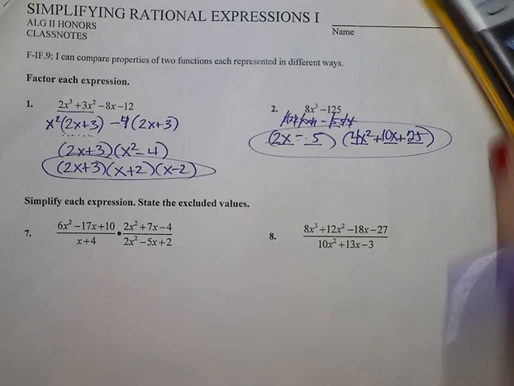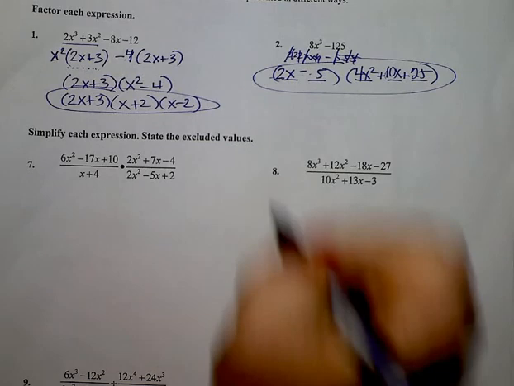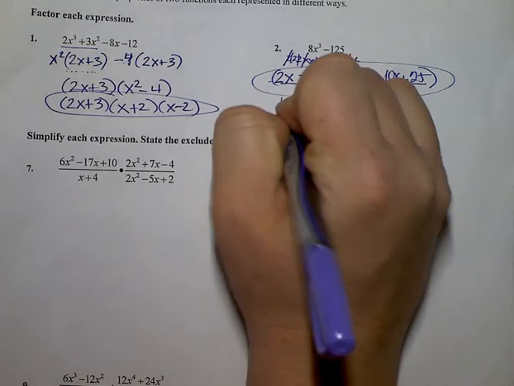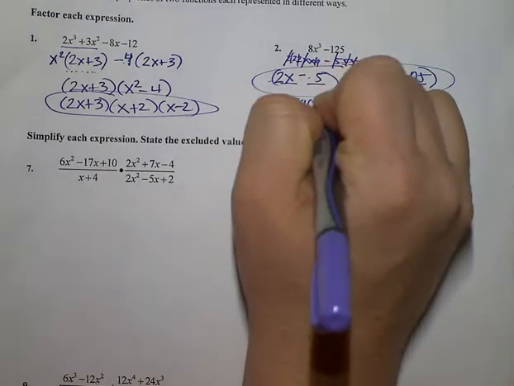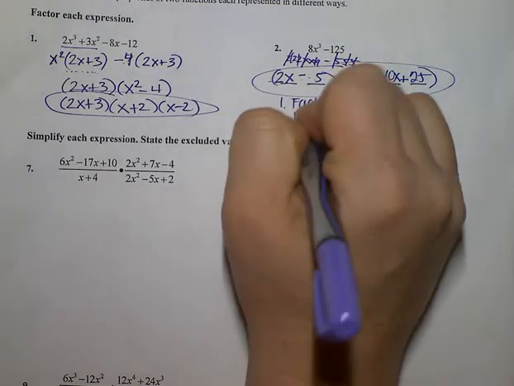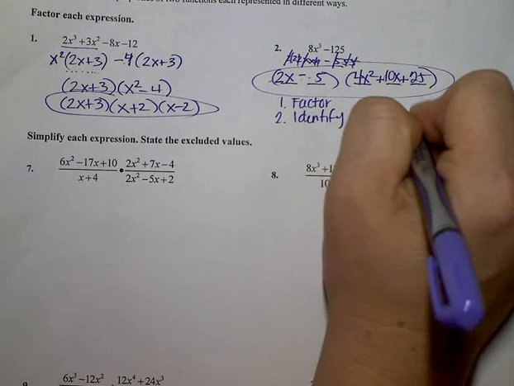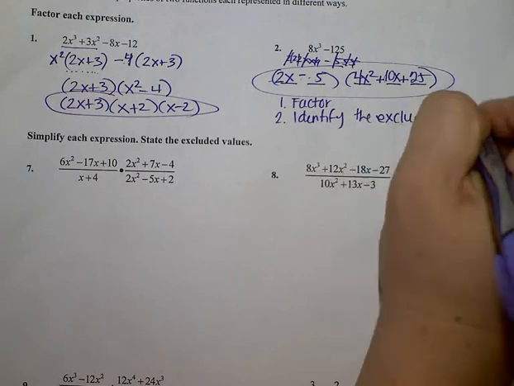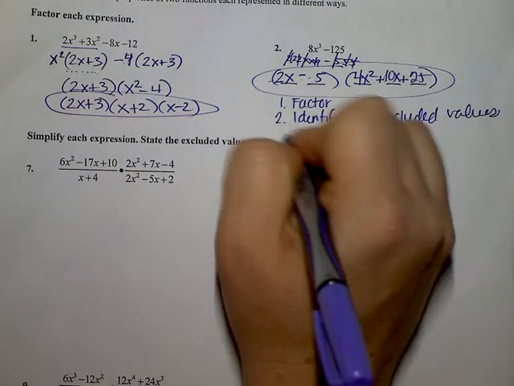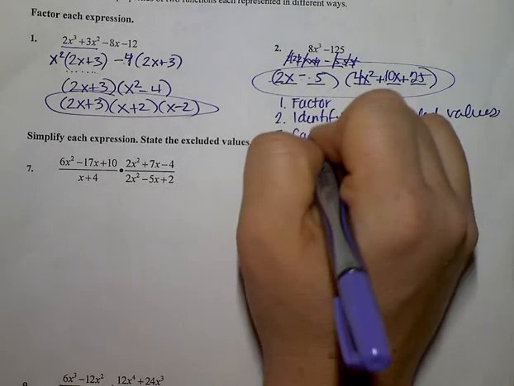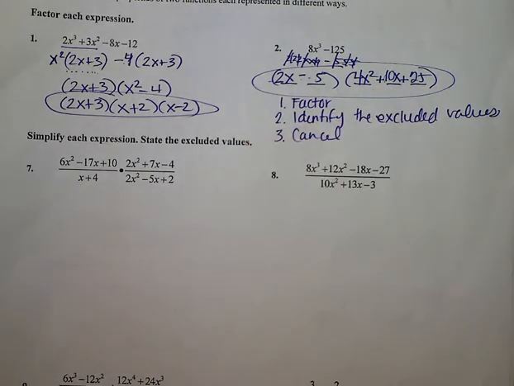Okay, now taking notes, the next four problems are going to use 3 steps. Please write this down. We will first factor, and then we're going to identify the excluded values, and I'll explain that more in just a bit. And then the last thing that we're going to do is cancel out to simplify our final answer.